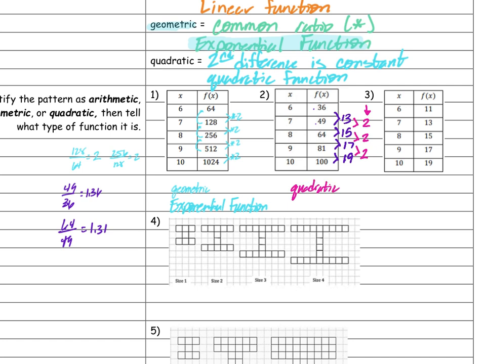And I'm going to say this. Let's finish this. What type of function is it? If I have a quadratic pattern, what type of function is it? If you look up top, again, do I need to scroll down? It's a quadratic pattern. What type of function is it? Yeah, it's a quadratic function also.